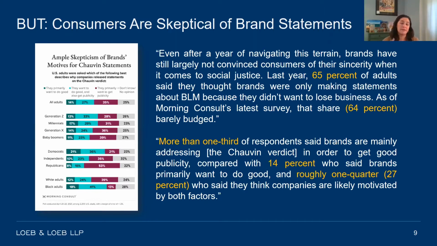Now, at the same time, if you don't respond and you don't do anything, saying nothing can also really cause problems for a company. And one example of that is Coinbase. The Coinbase CEO refused to have the company make any public statement in support of Black Lives Matter. And in response to that, his employees actually staged a virtual walkout from work.